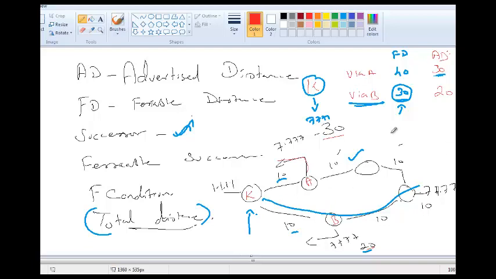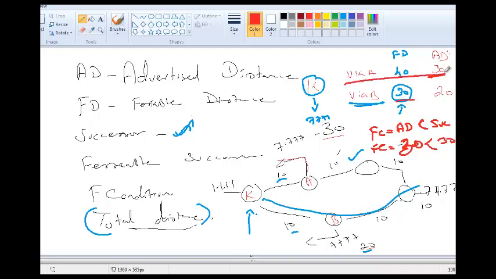What is the feasibility condition? It says that this alternate path you are trying, that alternate path's advertised distance must be less than the successor value. So how can we write in our topology? Is 30 less than the successor value? What is the successor value? 30.